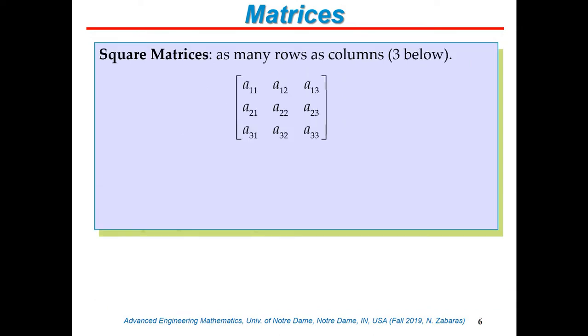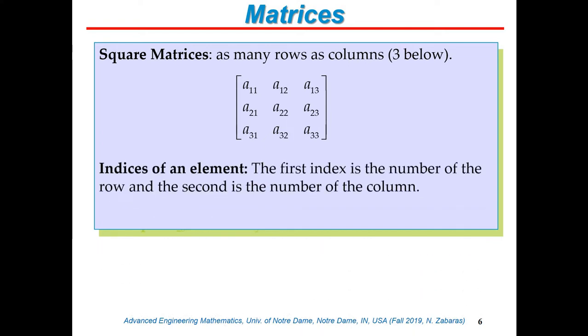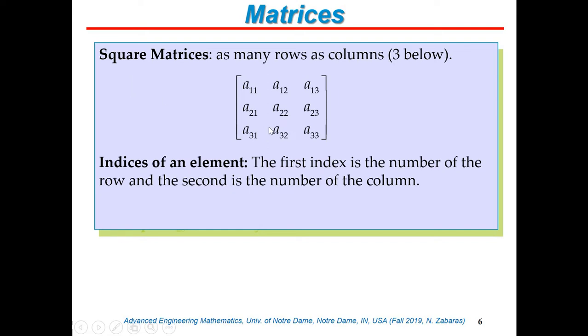All right, so here is the most familiar matrix to all. This is a square matrix, 3 by 3. And the indices, again, if we pick, let's say, an index like A32, the 32 here means row 3, column 2, and we will follow the same notation regardless of whether the matrix is square or not.